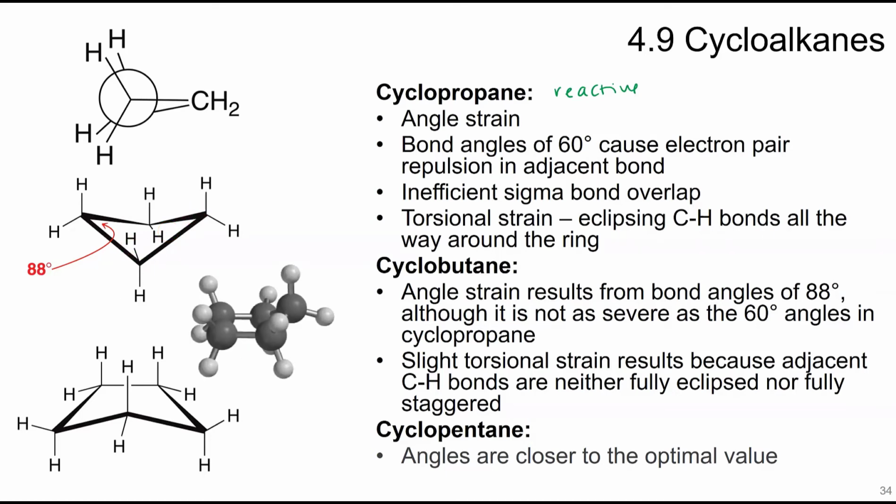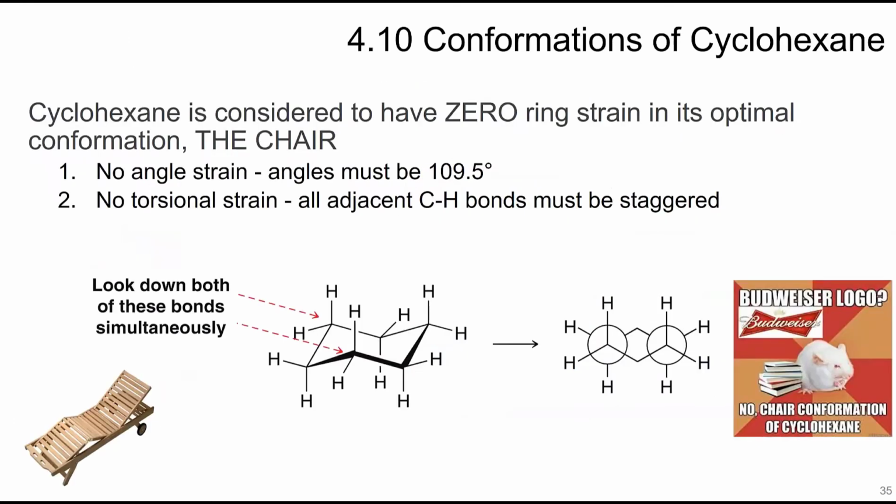Cyclopentane, these angles are a little bit closer to the optimal value. Remember, those are 108 for the bond angles there. And this one adopts an envelope type shape. So all of these cycloalkanes are buckling in different ways so that they can relieve themselves of angle strain and steric strain.